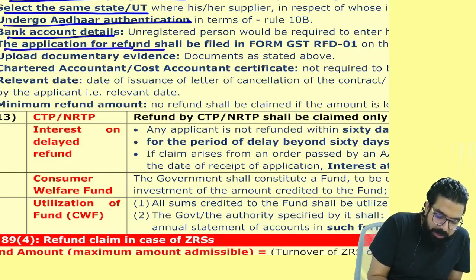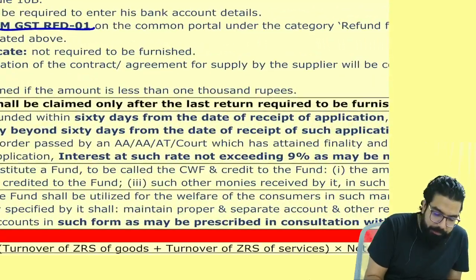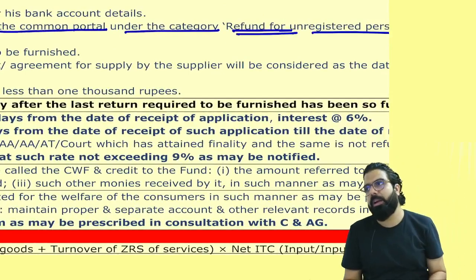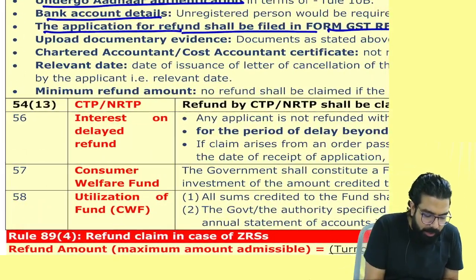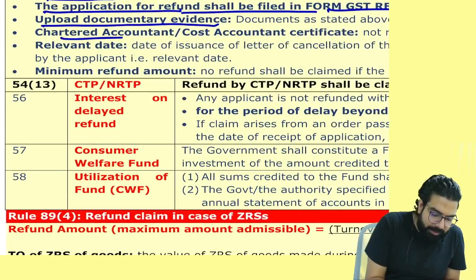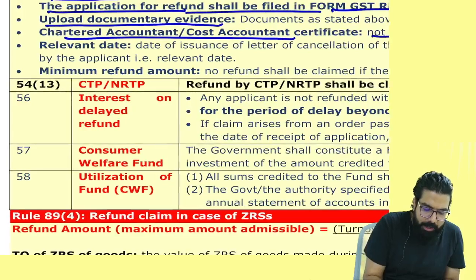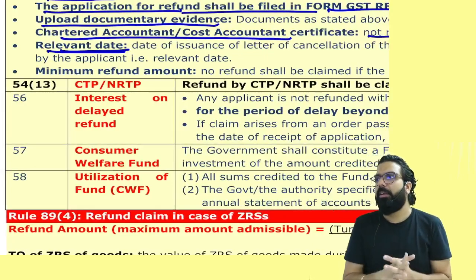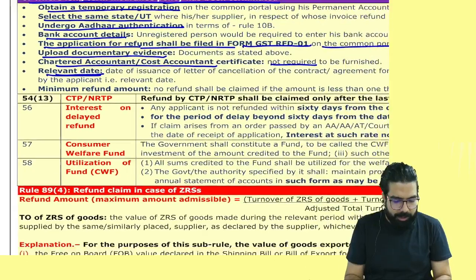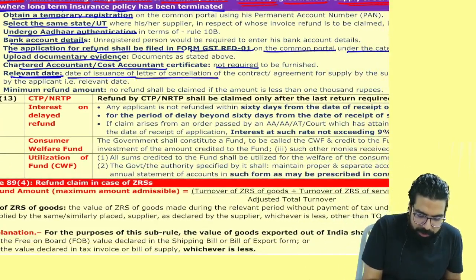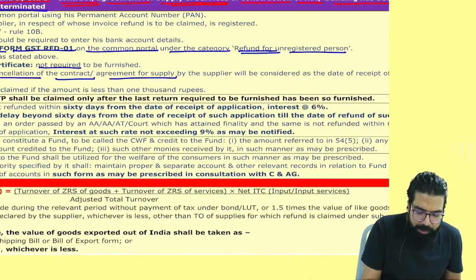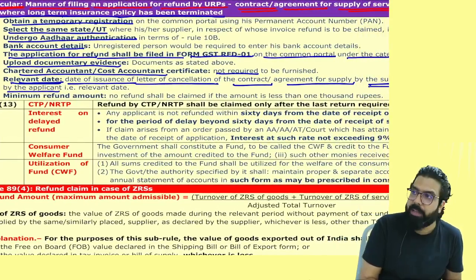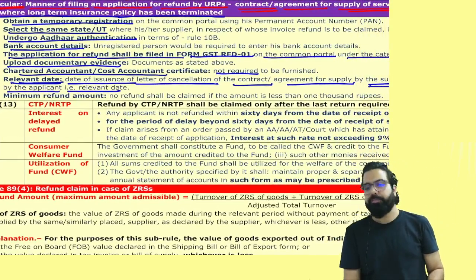the application for the refund shall be filed in RFD-01 on the common portal under the category refund for unregistered person. You have to file under refund for unregistered person, upload all the documentary evidence, CA certificate is not required, and the relevant date: I have to file my application within 2 years. From which day? The day the contract was terminated. The date of issuance of the letter of cancellation of the contract or agreement for the supply by the supplier will be considered as the date of receipt of service by the applicant. That is the relevant date.